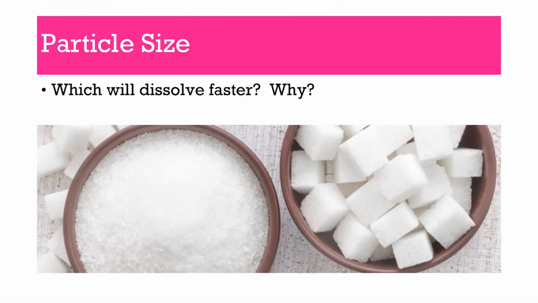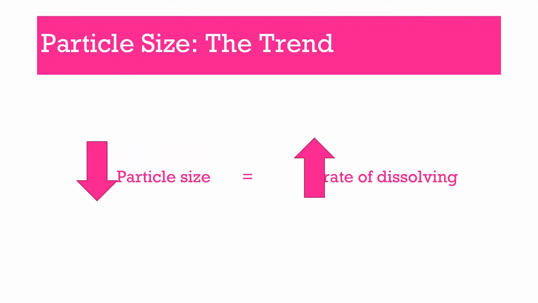Okay. Particle size. Which of the ground sugar and the cube sugar do you think will dissolve faster and why? So go ahead and answer this. And so the smaller the particle size, the increased rate, again, we're talking about the rate, so the faster the dissolving is. Again, this does not affect the amount that can be dissolved, it just affects the rate of it.